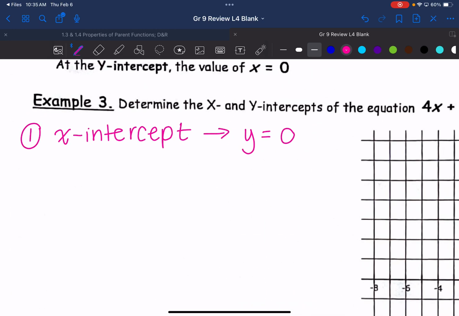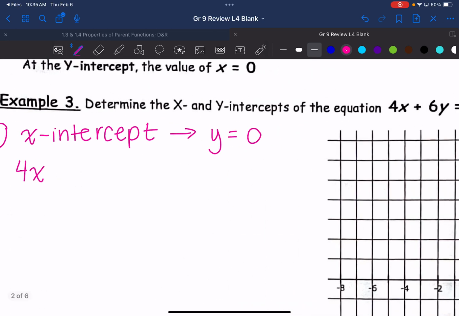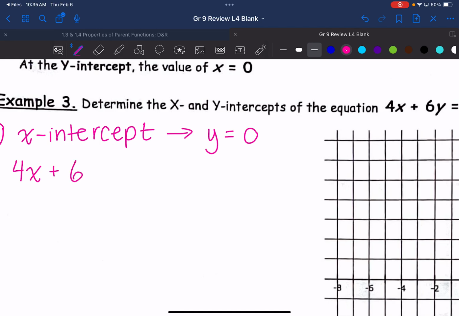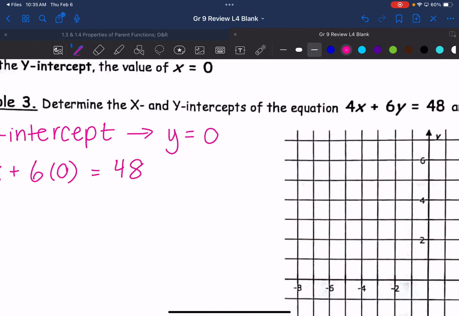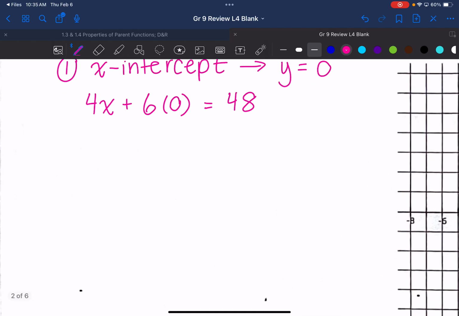So here's my equation. I've got 4x plus 6y, but instead of writing y, I'm just going to replace it with 0, equals 48. What is 6 times 0? 0. So it's eliminated. Gone. Oh, great. Right? So now I just got 4x equals 48. I can easily find what x is now. What do I got to do? Divide. Thank you, Jack. What is 48 divided by 4?